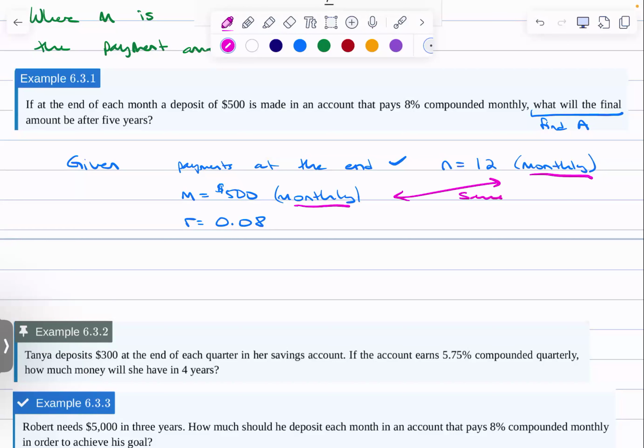Make sure these are the same, which they are. And then finally, we're given our T is 5 years. Remember, for compound interest and now for annuities as well, T has to be in years. So if the time is given in anything but years, you have to convert it, right? So if it's 10 months, then that's 10 over 12 years.